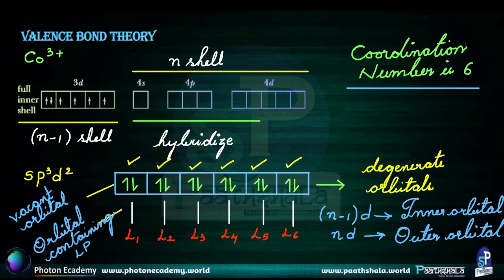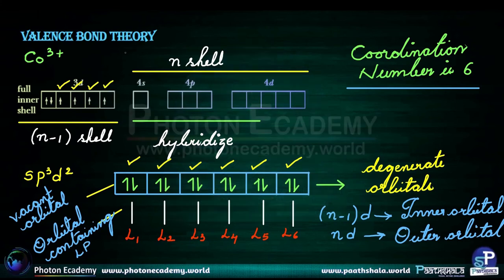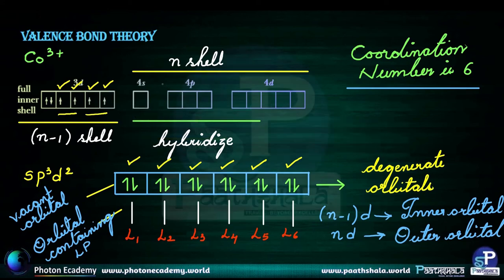Now, what happens in force pairing is that whatever unpaired electrons we see here, they force pair themselves. For example, these two electrons and these two electrons. So here we have 4 unpaired electrons. After force pairing, we are going to get 2 pairs of electrons, leaving 2 empty orbitals. That is the meaning of force pairing.